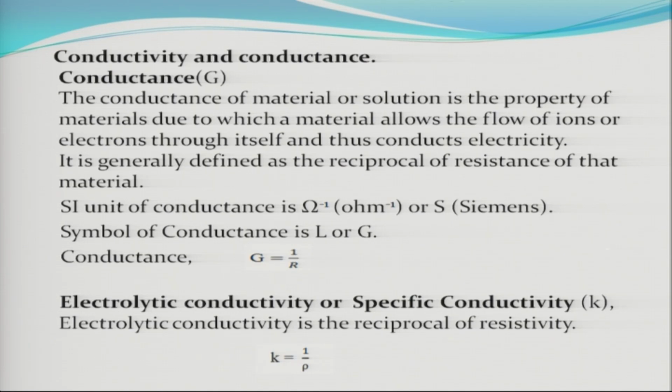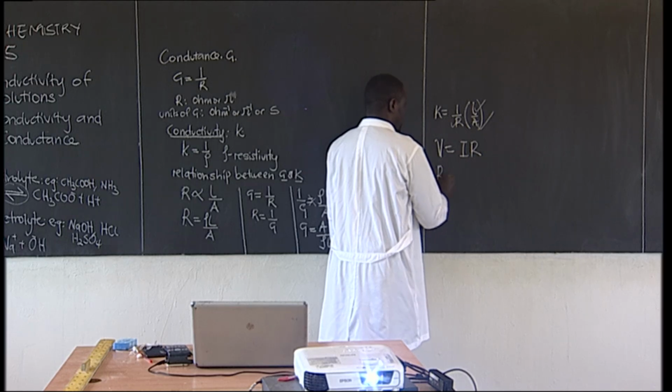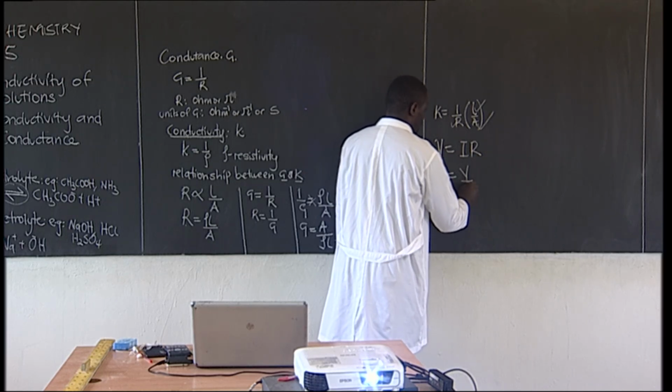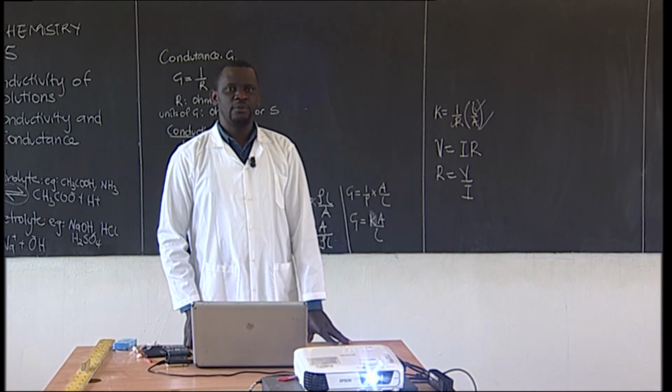When you are talking about conductance, we gave a mathematical definition of conductance, which we can even call a physical definition: G equals 1 over R, where R is the resistance. But remember, from Ohm's law, V equals I R. So we can say R is equal to V over I. We can use this to get the resistance.